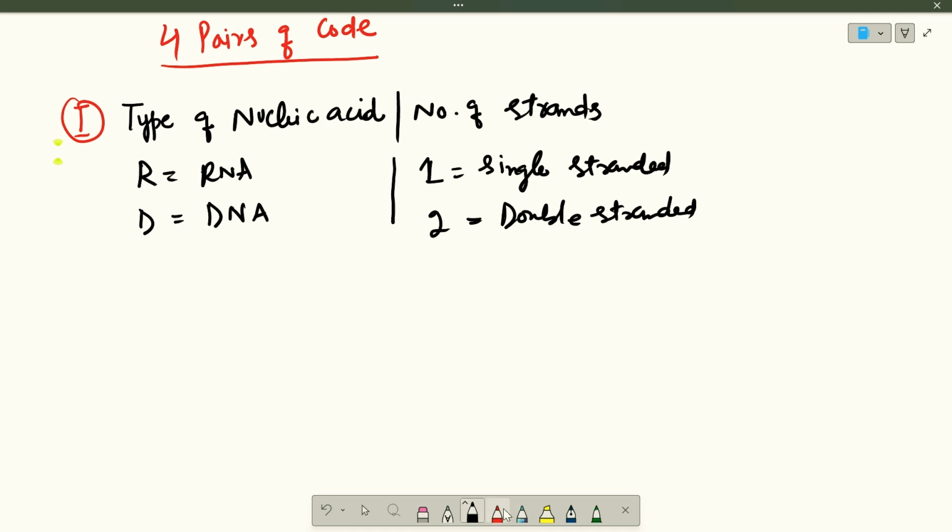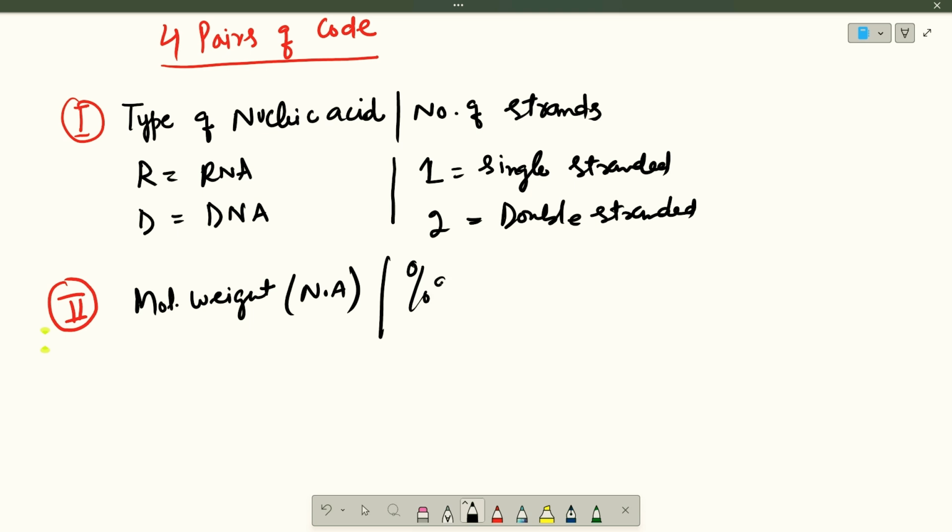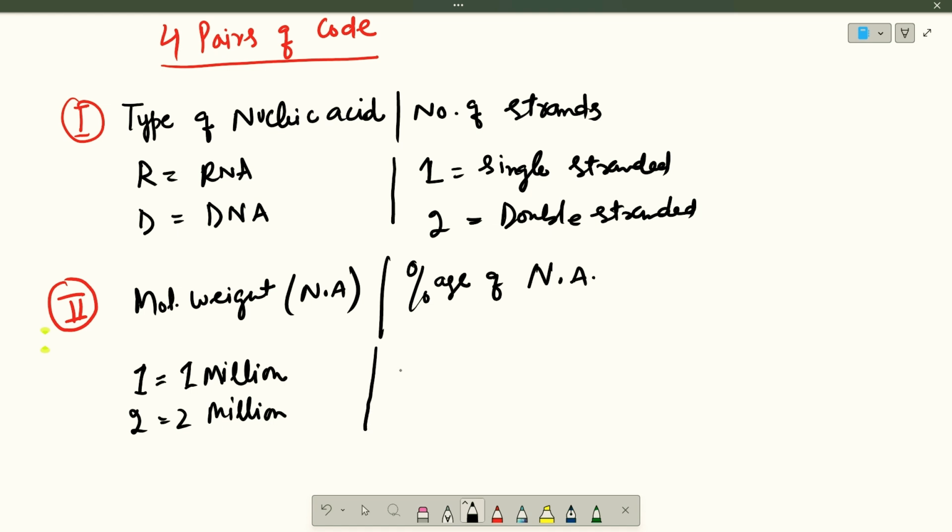And then the second pair of code contains information about the molecular weight of the nucleic acid, and also the percentage of nucleic acid. If it is written as 1 here, we say the molecular weight of this nucleic acid is 1 million. If it is 2, then we say it is 2 million. On this side, if any number is given, for example 5, we say the percentage of the nucleic acid here is 5% in the virus.